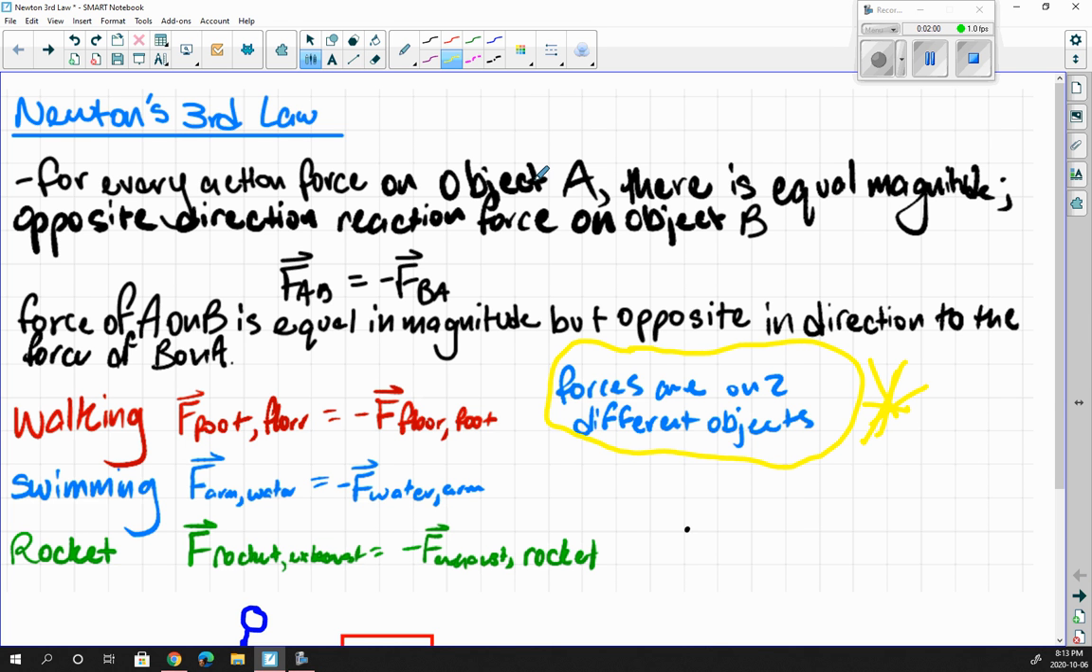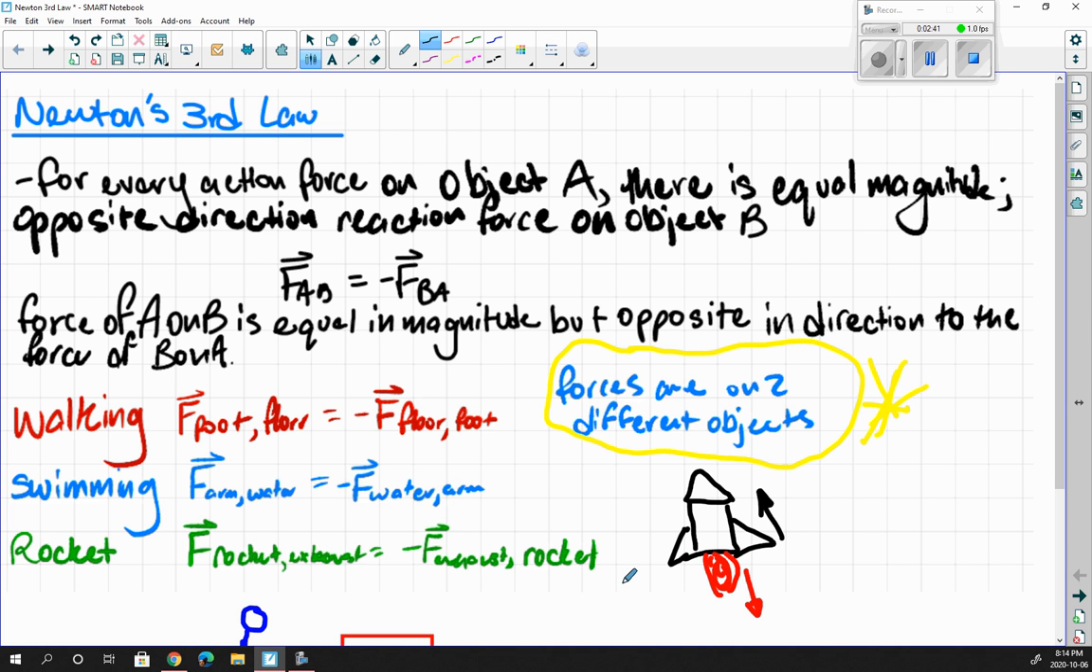How about a rocket? Let me try to draw that for you. Here's a rocket. It's got little fins on it, and here's the exhaust that's coming out of the bottom of the rocket. Well, the rocket pushes the exhaust out. So the exhaust is feeling a force downward from the rocket, from the engine that's part of the rocket. Well, the exhaust is going to push the rocket back forward.